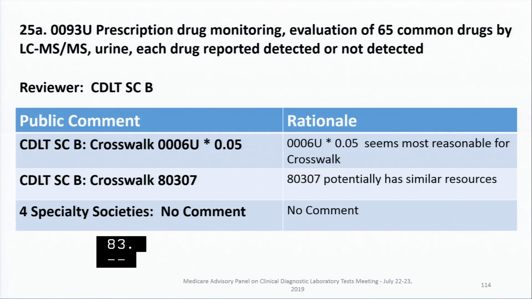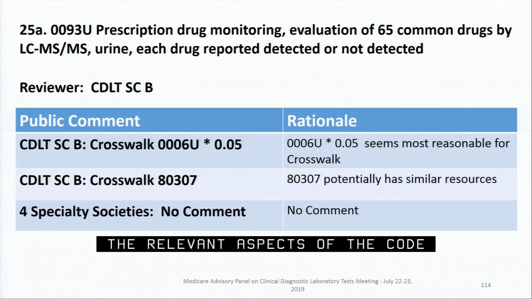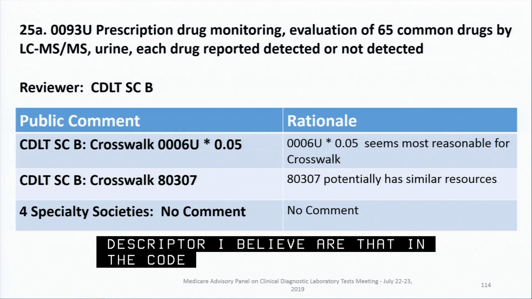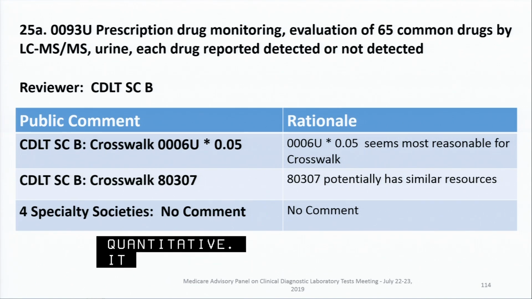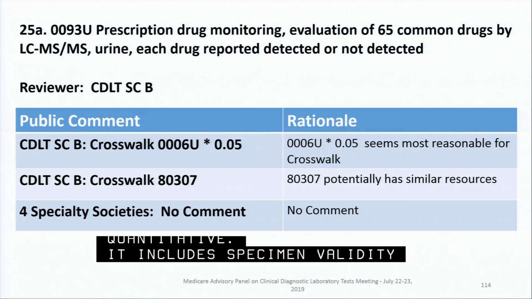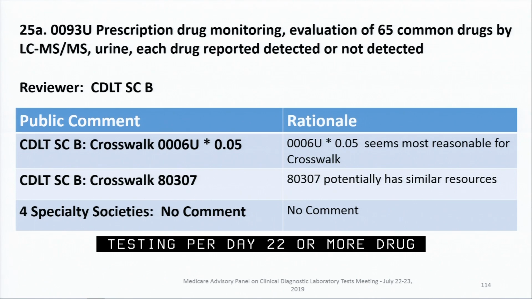So Dr. Clark, you're correct that is at the sort of top end of the tiered codes of the drugs of abuse. The relevant aspects of the code descriptor, I believe to your questions, are that in the code descriptor it's described as qualitative or quantitative. It includes specimen validity testing per day, 22 or more drug classes, including metabolites if performed. Yeah, so if it can be either, then the detected, non-detected is okay.